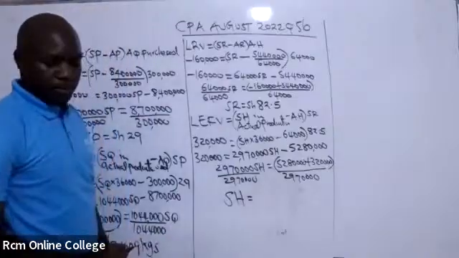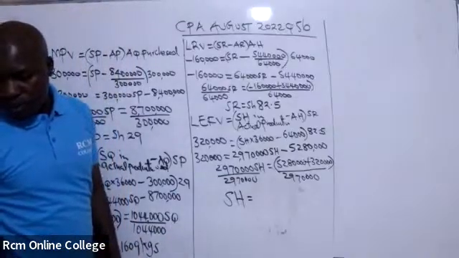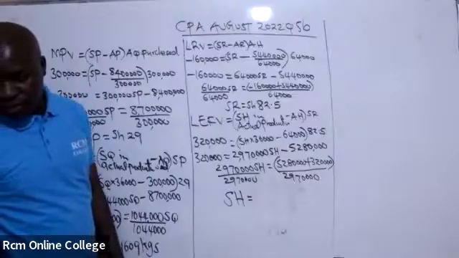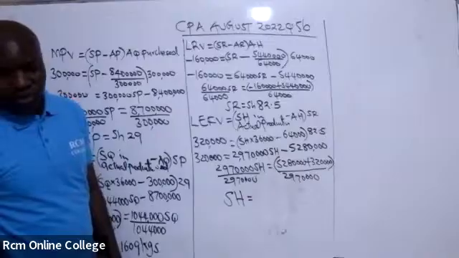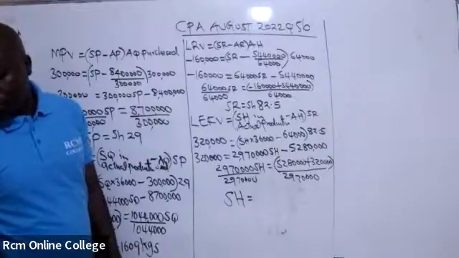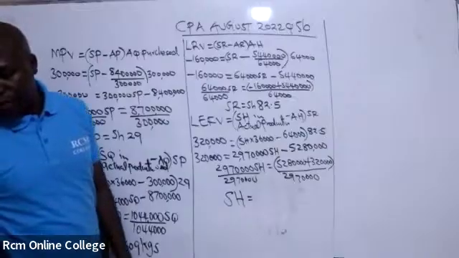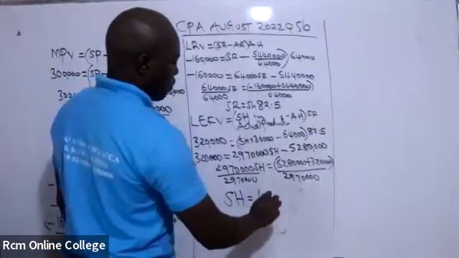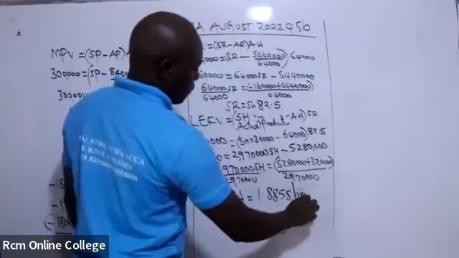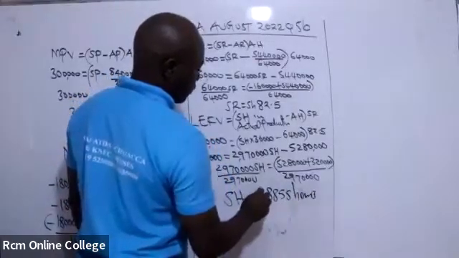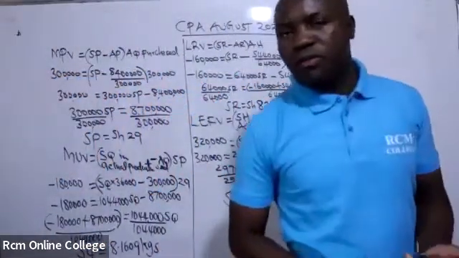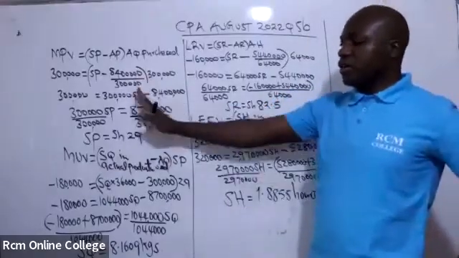Standard labor hours is 1.885 hours. Perfect. That is it. For labor, we are done. For material, we are done.